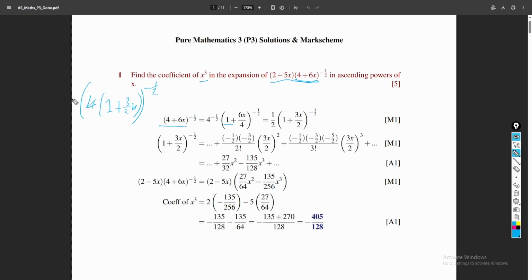So when we take this out, this will get this power also. That's why we have 4 to the power minus half here, which becomes half. So we have this, and then we expand this part, and then later we multiply it with half. Okay, so let us do that.